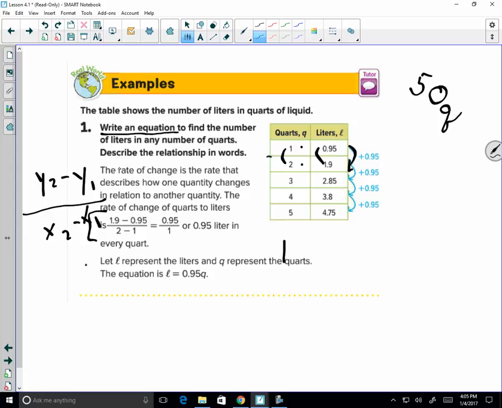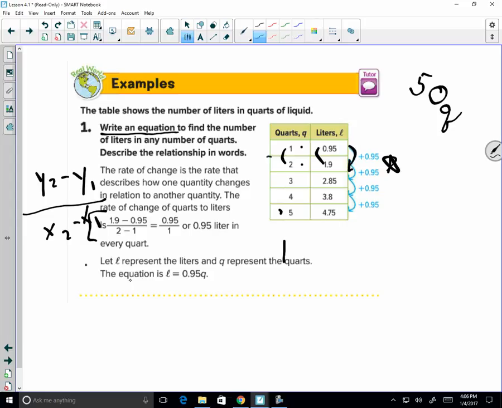So it says the rate of change is the rate that describes how one quantity changes in relation to another quantity. The rate of change of quarts to liters is, and here's where they figure it out. You could show this as work right here, and I'd be fine with that as long as you know what you're doing. Now, if these are not going up by the same amount each time, you're going to have to do a little bit more math.